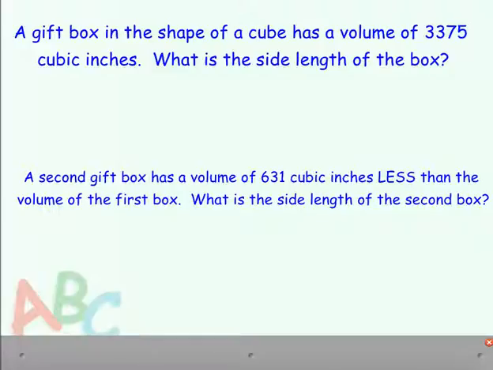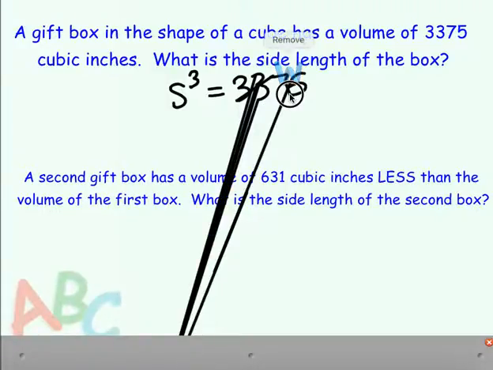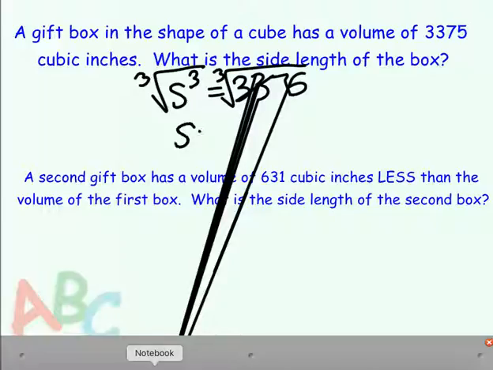A gift box in the shape of a cube has a volume of 3,375 cubic inches. What is the side length? Well, a cube, if I'm finding the volume, I can say a cube is s cubed to get our volume, which is 3,375. Well, to solve this, sorry about that, not sure what's going on here. So, if I'm going to solve it for s, I'm going to take the cube root of this, which means I'm going to take the cube root of the other side. So s is equal to, well, you might know that it's going to be a bigger number, but not super big. It's actually going to be 15.